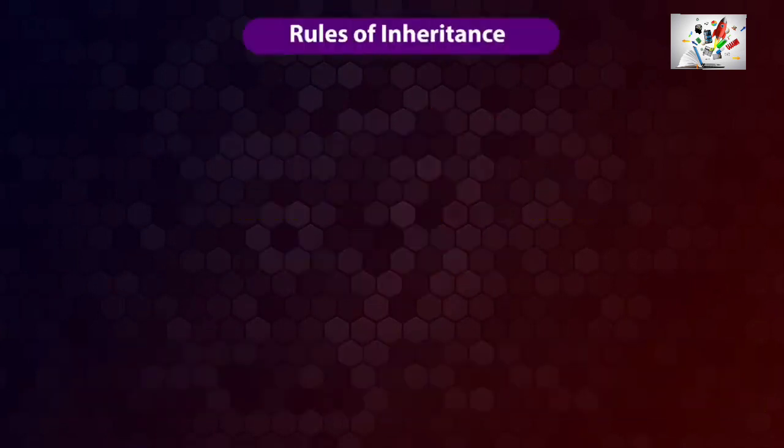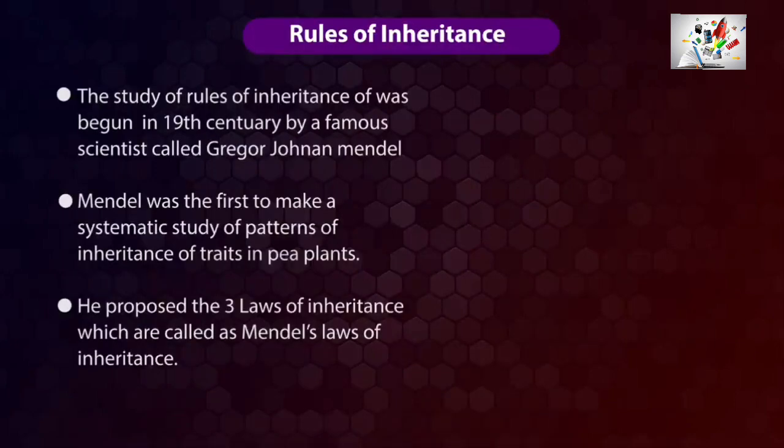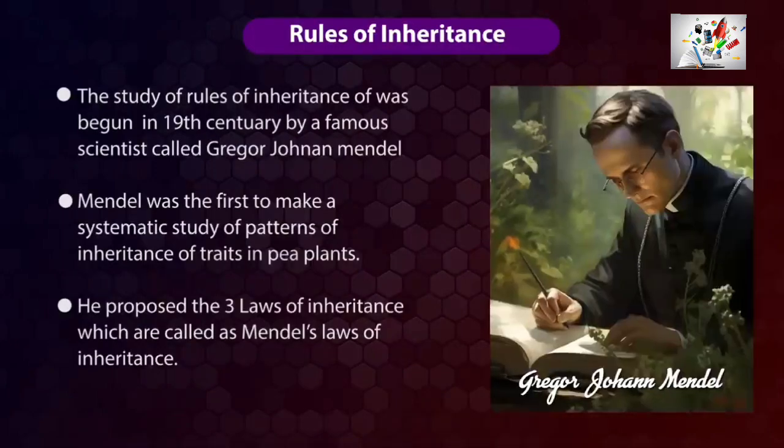The study of the rules of inheritance was begun in the 19th century by a famous scientist called Gregor John Mendel. Mendel was the first to make a systematic study of patterns of inheritance of traits in pea plants.